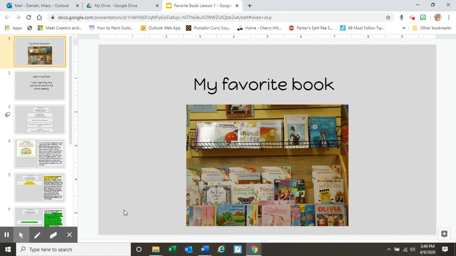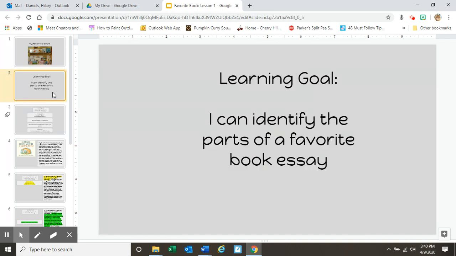This week we are going to learn how to write a new kind of opinion essay called a favorite book essay. You are already familiar with most parts of an opinion essay. Today we're going to learn one new part and review some of the parts you already know. So today's learning goal is: I can identify the parts of a favorite book essay.